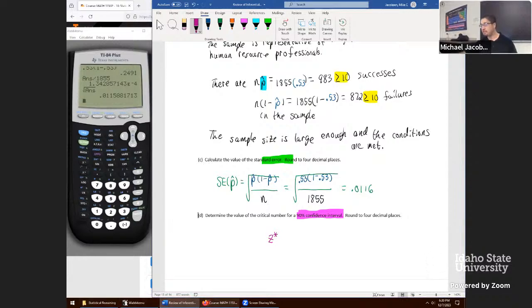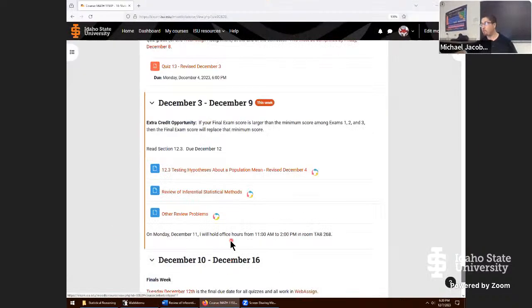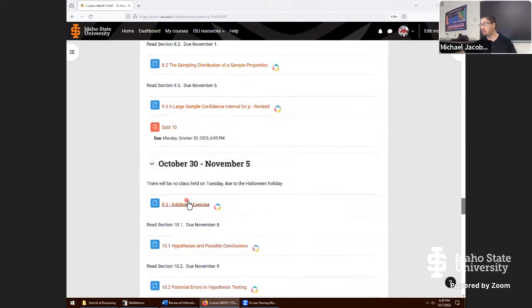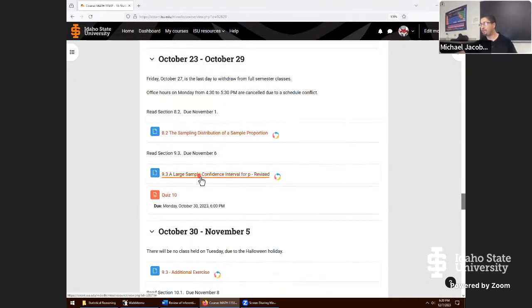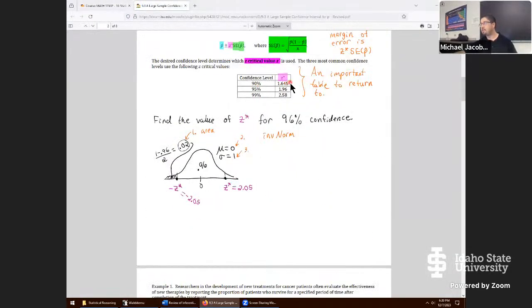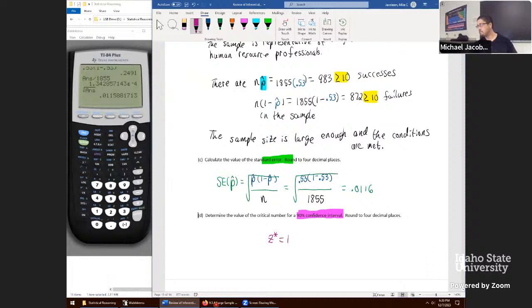We need to go to the notes. This is probably something you already have available from one of your exams. It's a good one to bring to the next exam. And we want to go to 9.3 to find that table. At 90% confidence, Z star is 1.645. So this part D right here is almost just a formality. It's a pretty quick one to get through. Any questions on that critical number?